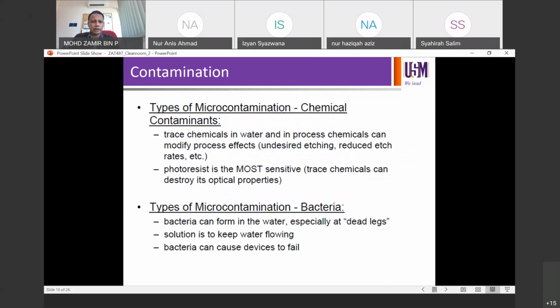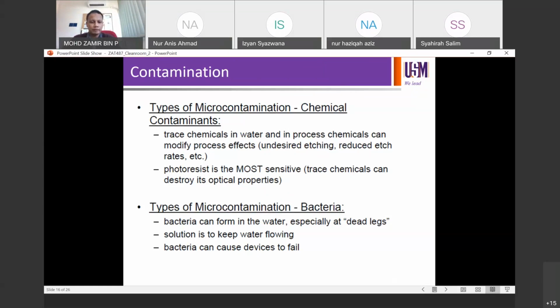Right, other types of chemical contaminants: trace of chemicals in water, in processed chemicals. So you're going to use water for your rinsing, DI water. You're going to use lots of chemicals for various processes, CMP, lithography, etching. Ada lagi banyak proses yang akan pakai chemicals. Photoresist in lithography, you will see later on, because you need to spin coat your photoresist, and then you need to absorb the incident light from the scanner in order to produce features on the silicon wafers. So it has some trace chemicals as well in the resist.